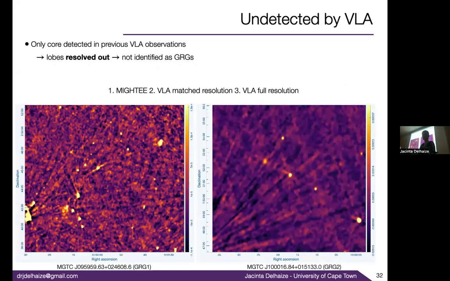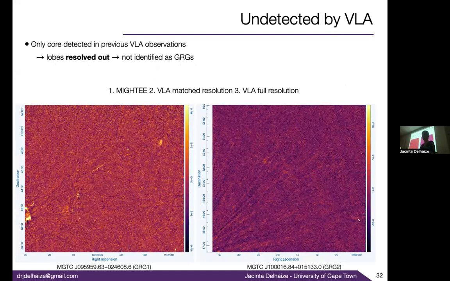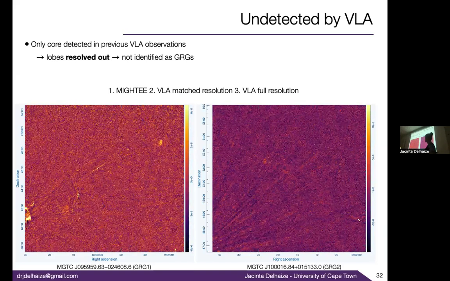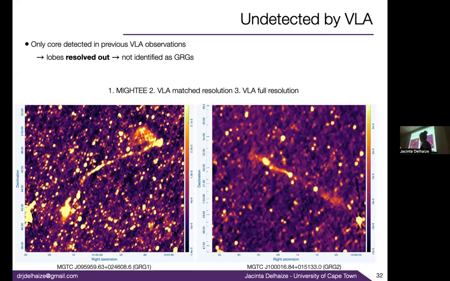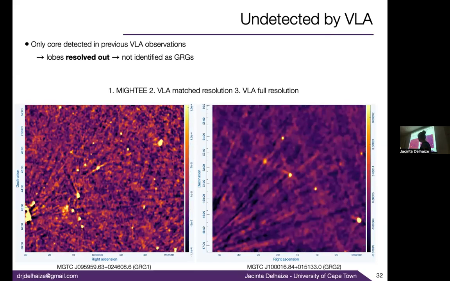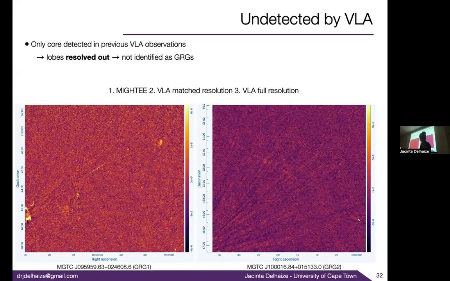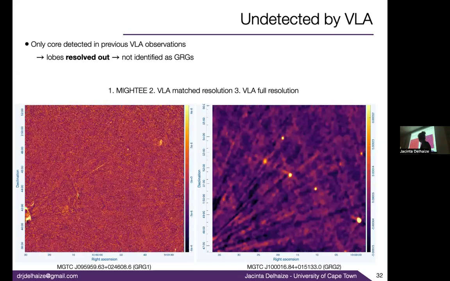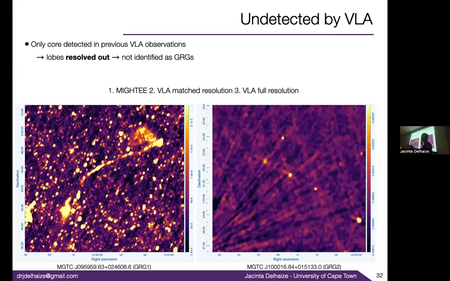So here I'm flicking between MIGHTEE, MeerKAT data, VLA high resolution data, and then the VLA smoothed to match the resolution of MeerKAT. Because VLA has high resolution, MeerKAT has lower resolution of 8 arc seconds. So here we have MeerKAT, here we have VLA match resolution, here we have VLA high resolution, and then we flip back. Okay, so you can see that only the cores are detected in the VLA, and then the lobes and the jets are completely invisible.